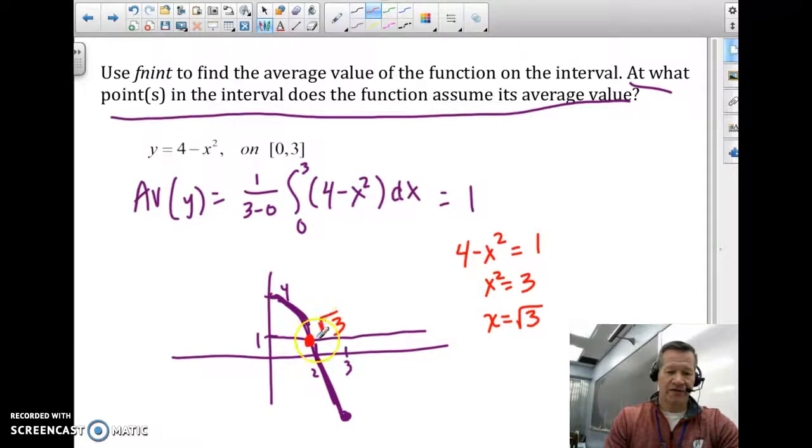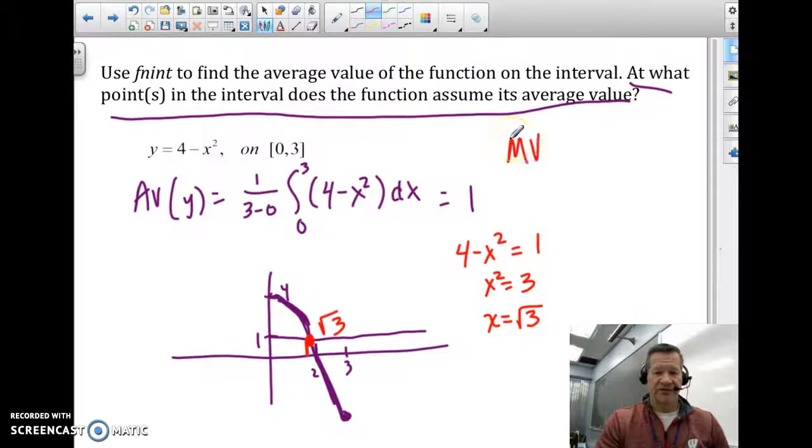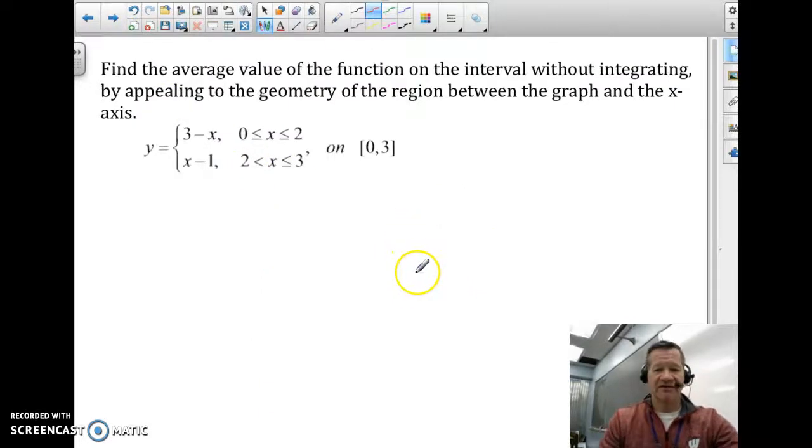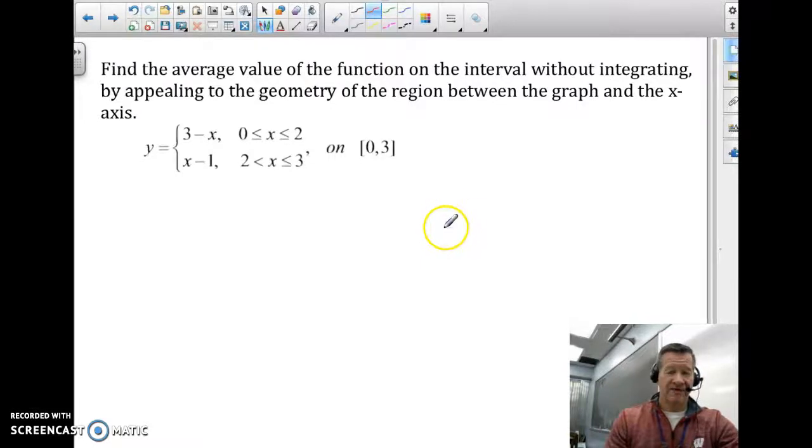So radical 3 is the x value, about 1.7, where the value of the function is exactly 1. Notice the value of the function equals the average value. Kind of sounds like the mean value theorem, right? This is the mean value theorem for integrals, as opposed to the mean value theorem for derivatives. Find the average value of the function without integrating, by appealing to the geometry of the region between the graph and the x-axis.